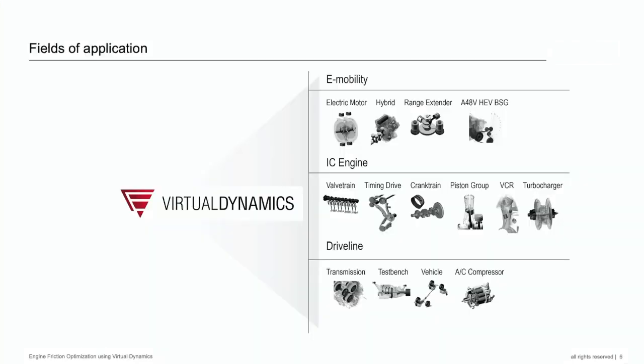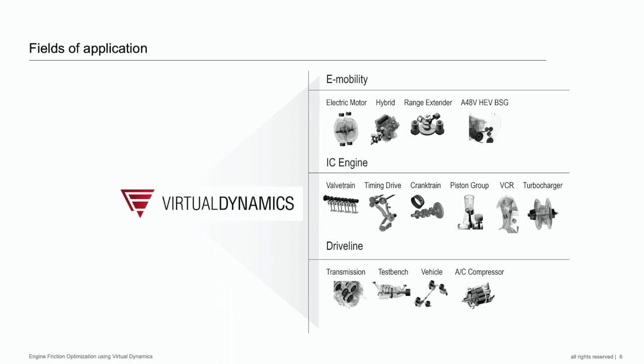This slide summarizes the typical fields of application. So the core application area, of course, is IC engines, like valve train, timing drive, crank train and bearings, piston group, connecting rod, including variable compression ratio connecting rod. Turbochargers are also another application area. It is not limited to engines, as I said at the beginning.